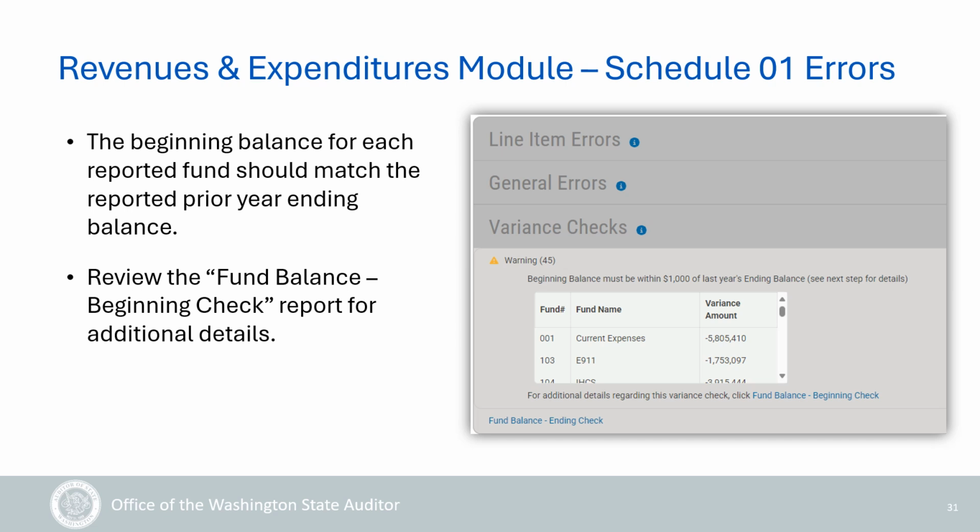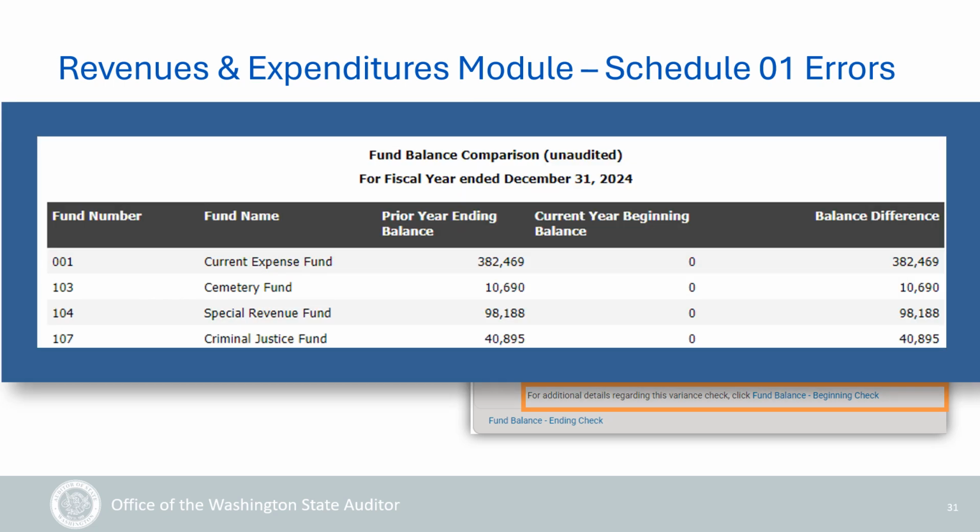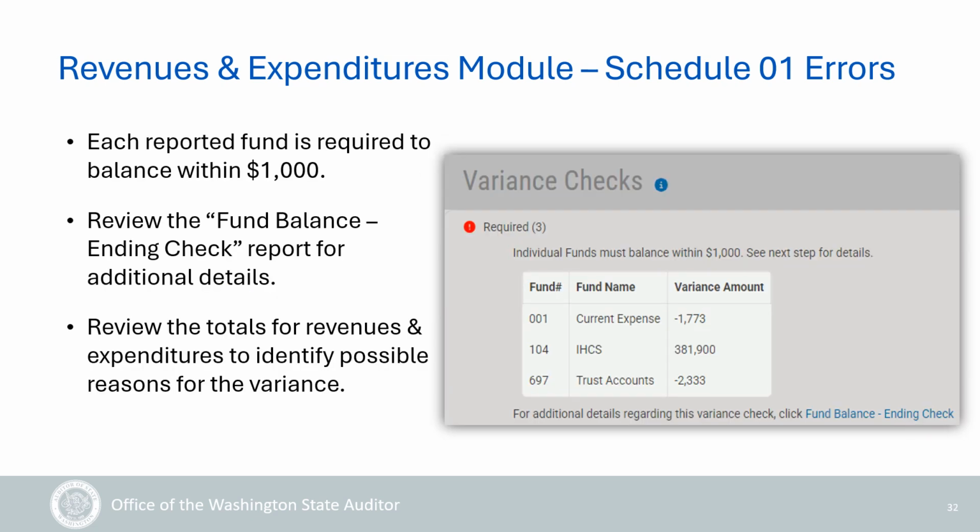To see the complete comparison report, click the Fund Balance Beginning Check link, which will open the report in a pop-up window. It will include all comparison data, even for funds that do not have a variance. And then this variance check report identifies funds reported on the Schedule 01 that do not balance within $1,000. It is required that each fund balances within $1,000 in order to submit the report.